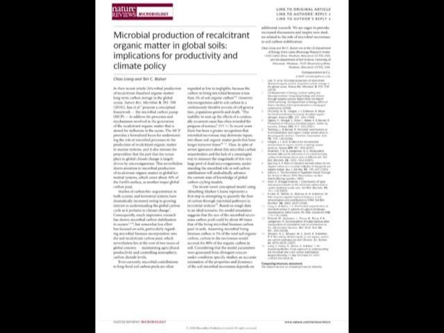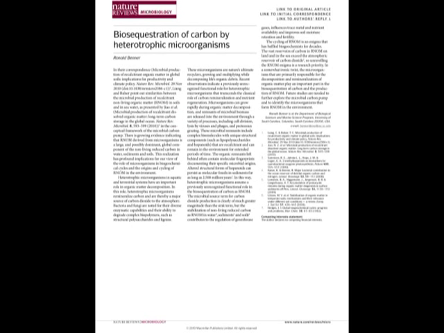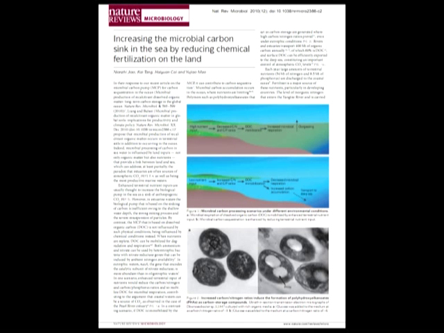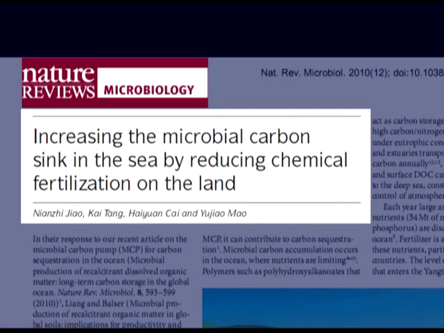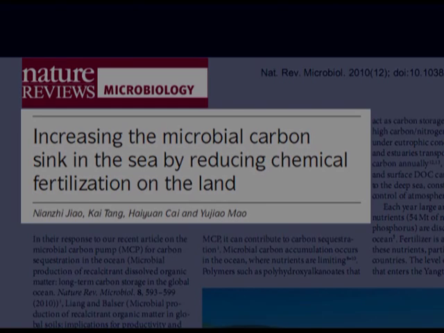Recently, the principle of the microbial carbon pump has been adapted to land carbon sequestration by other colleagues in soil science, and Professor Nianzhi Jiao was correspondingly invited to write for the journal Nature Reviews Microbiology, where he proposed the idea of increasing the microbial carbon sink in the sea by reducing chemical fertilization on the land.